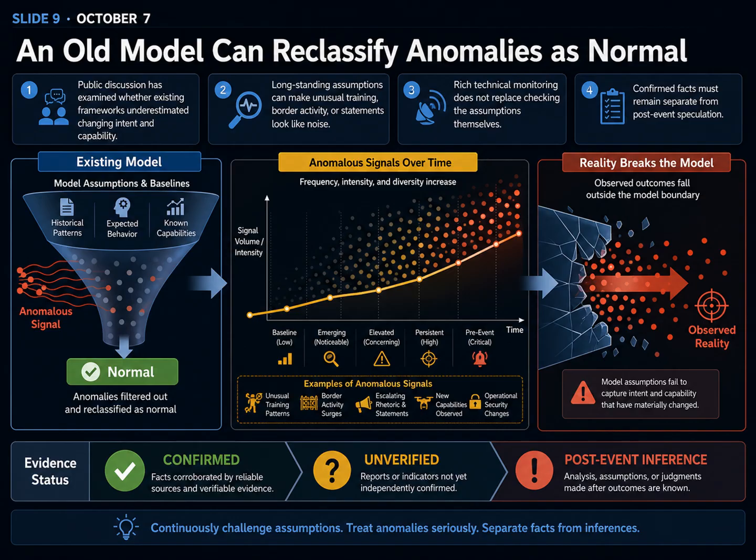Public analysis of the October 7, 2023 attack continues, and many details about responsibility and information states require careful sourcing. We will focus on one analytic issue: how an established model can absorb anomalies. When an organization has relied on a stable assumption for a long time, unusual training, border activity, or public statements may be interpreted as signaling, routine activity, or manageable noise.